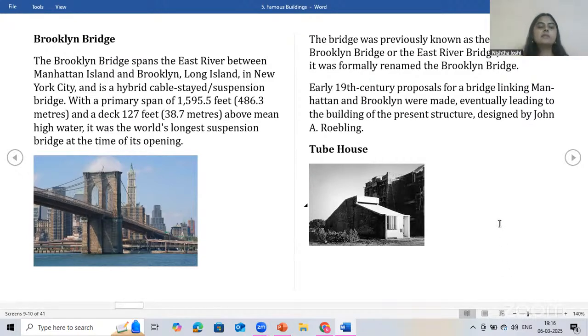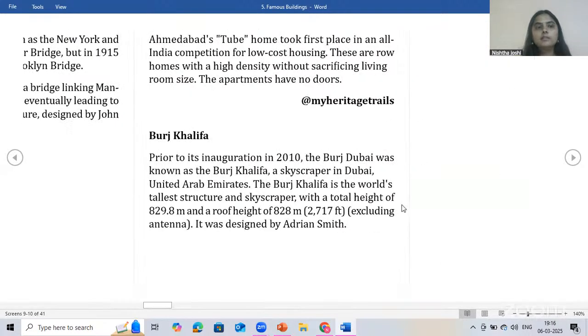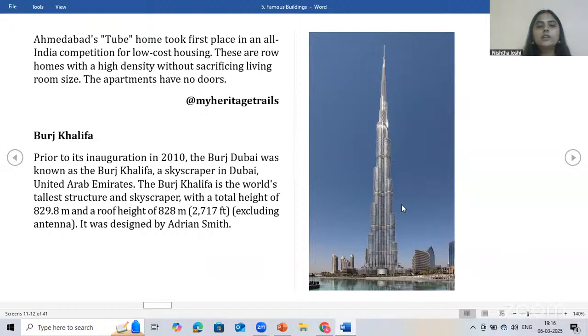Next famous structure is the Tube House. Tube House is actually a very tiny house. You can look at the image here on the right side bottom. This was a very remarkable building structure, I would rather say, because it was one of the entries in a design competition, and this particular tube house won the first prize.